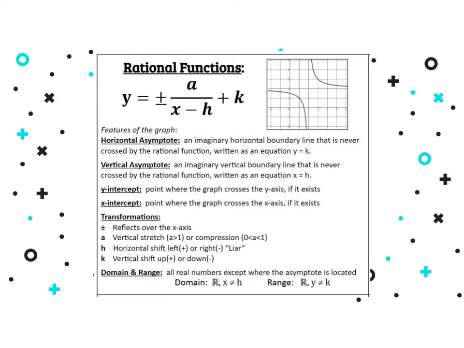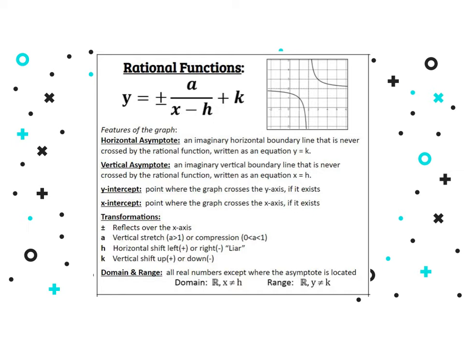So let's take a look at rational functions. If you look here, the general equation for rational functions is y equals plus or minus. Remember, the plus or minus will tell you if there's going to be a reflection. If you have a negative in front, it means it's reflected over the x-axis. A over x minus h. Remember, the a value tells us if we have a vertical stretch or compression, and the h value tells us if we have a shift left or right. And then plus k, the k tells us if we have a vertical shift up or down.